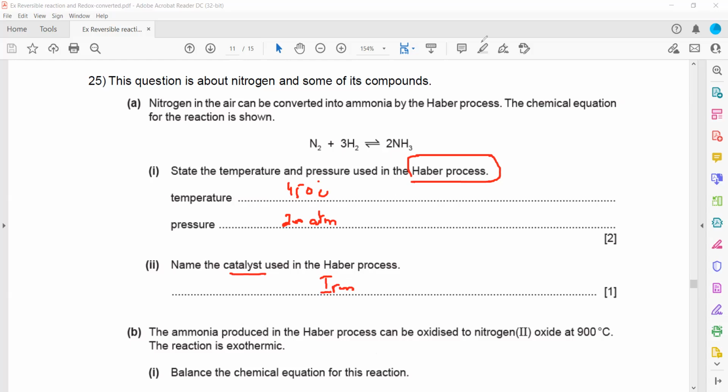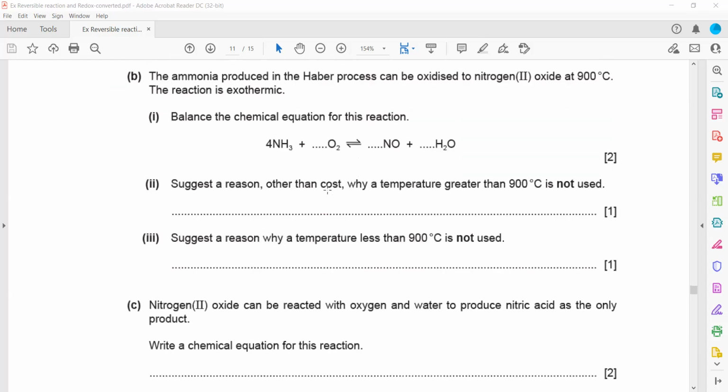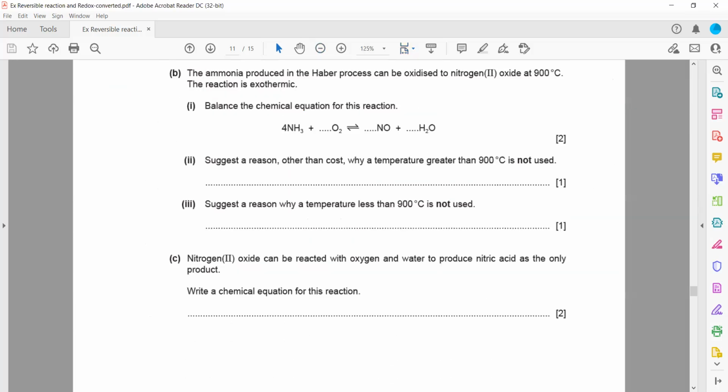The ammonia produced in the Haber process can be oxidized to nitrogen 2 oxide at 900 degrees centigrade. The reaction is exothermic. We have to balance the equation first. Whenever you are balancing the equation, you should start with oxygen followed by hydrogen, and the other elements last. As you can see clearly, 4NH3 is the only compound containing nitrogen, so if I put 4, nitrogen is balanced.